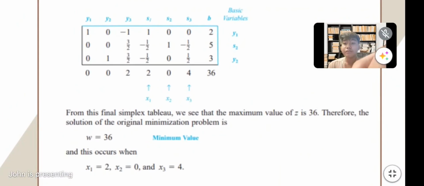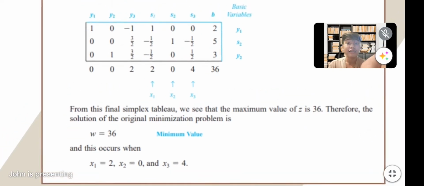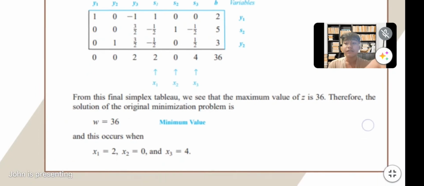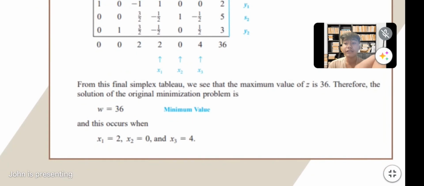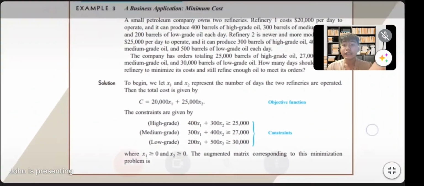From this final simplex tableau, we see that the maximum value of z is 36. Therefore, the solution of the original minimization problem is w equals 36. So the answer for question number 2 is 36, and this occurs when x sub 1 is equal to 2, x sub 2 is equal to 0, and x sub 3 is equal to 4. So the final problem is this one.